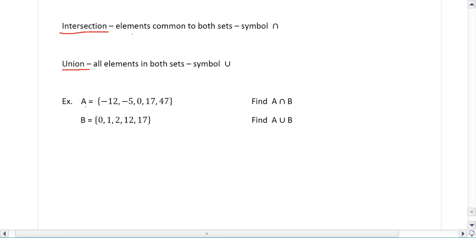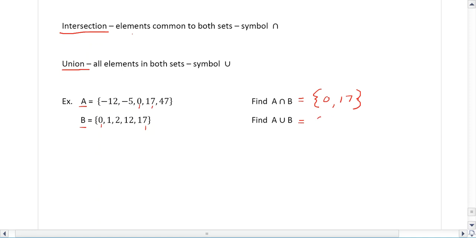So quick example. If we define set A to be these numbers and set B these numbers, find A intersection B, and then we'll find A union B. So first, if we were going to look for the intersection, we would want to find the elements that appear in both of them. So just kind of comparing and looking, I'm seeing that they both have a 0 in them, and they both have a 17. So only those two elements that are contained in both would be in the intersection.